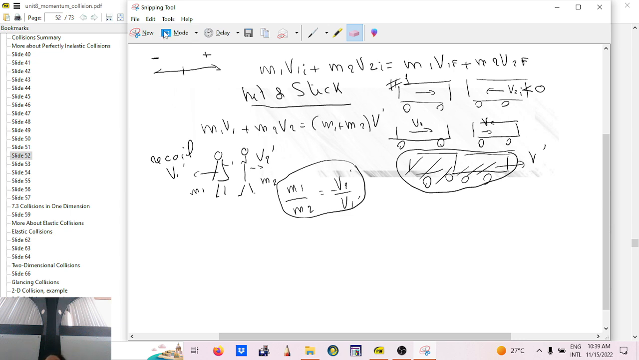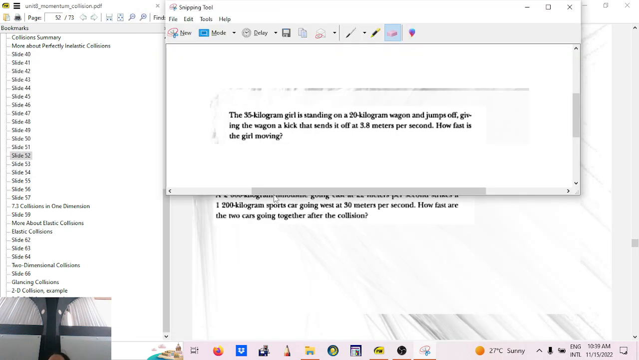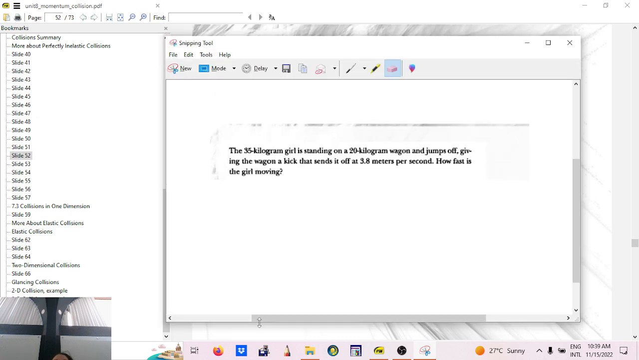Okay, so very quickly, an example of recoil here. Again, all those problems should be in the Dropbox. And if you need more practice, all you have to do is search YouTube for conservation of momentum problems; you have tons of videos. It's just algebra, nothing hard. So here we have a recoil situation.